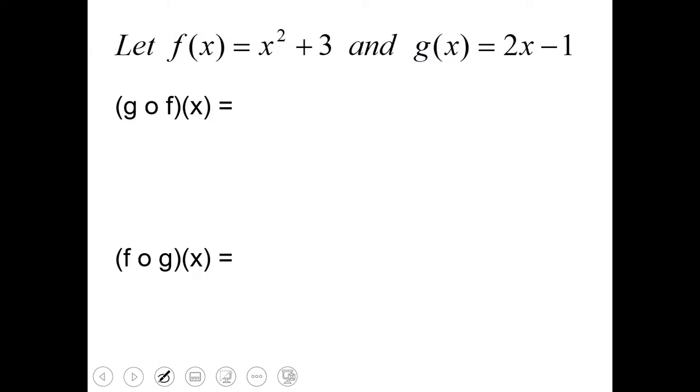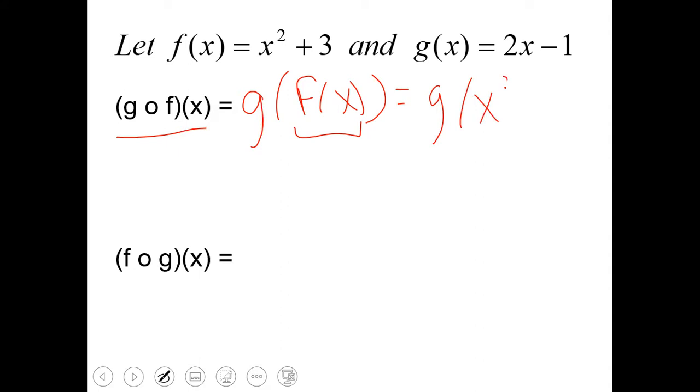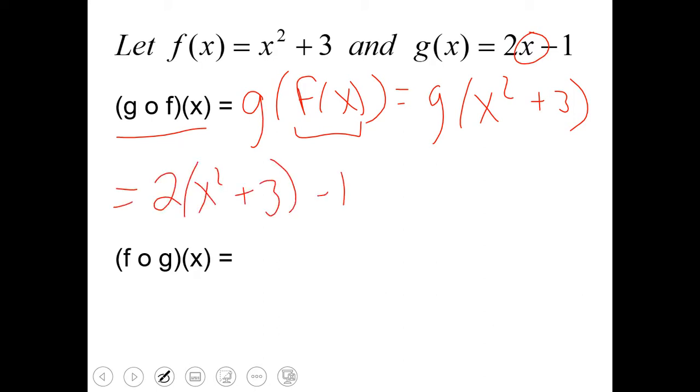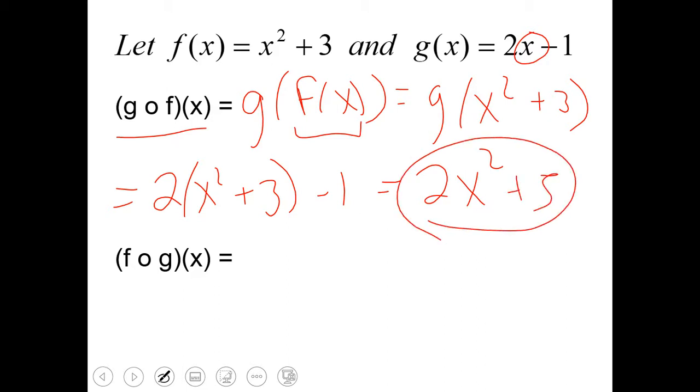In the next slide, same two functions, but I'm asking you now for two different compositions, G of F and then F of G. So here, G circle F, that's equivalent to G of F of X. So you're going to start by replacing the F of X with whatever it's equal to, x squared plus 3. Then you're going to go to the G function. Everywhere there's an X, you're going to put that whole thing, x squared plus 3. Don't forget the 1. Distribute the 2, x squared plus 6 minus 1 is going to give you a final answer of 2x squared plus 5.